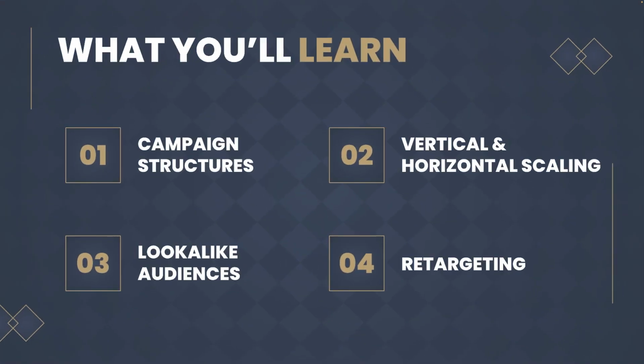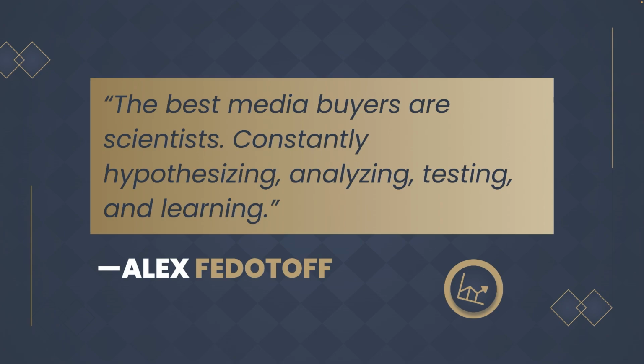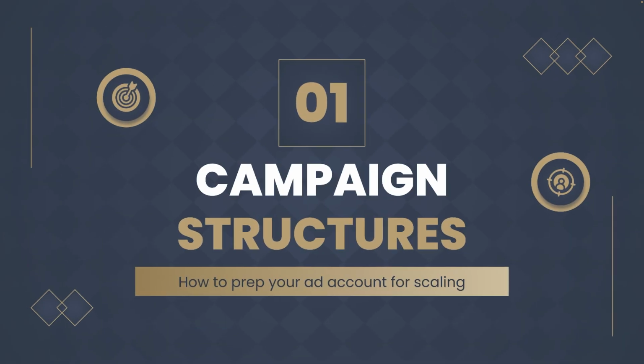What you learn today is campaign structures that you can use to scale faster and more effectively. You'll learn about vertical and horizontal scaling, lookalike audiences, and retargeting. And here's something I want you to keep in mind. The best media buyers on Facebook are like math scientists. They're always testing, observing the data, making conclusions from that data, and testing some more stuff. And this happens again and again. So let's start with campaign structures and how to prepare your ad account for scaling.